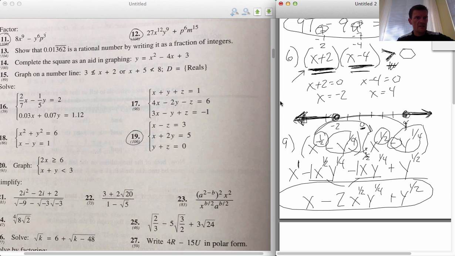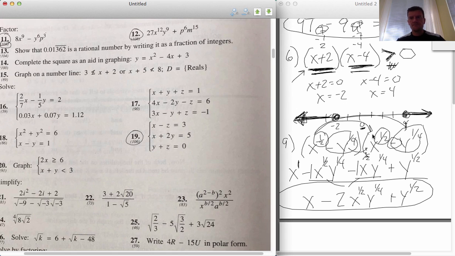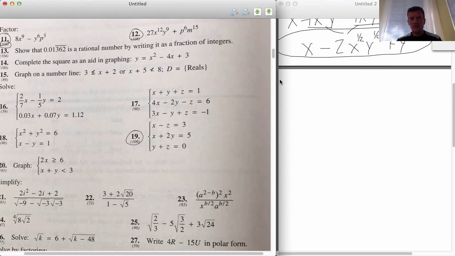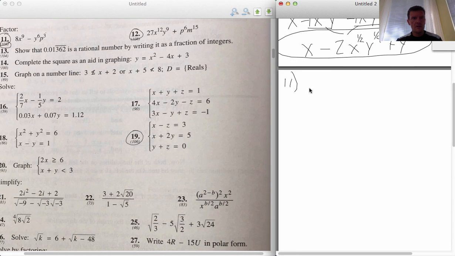Okay, let's look at number 11 and 12. I'll do 11, and if you want, you can do 12. This is coming from lesson 108. So we're going to factor 8x to the 9th minus y to the 6th, p to the 3rd. The first thing you always do when you factor is look for a common factor, meaning is there something that is common to all of the terms in this expression.